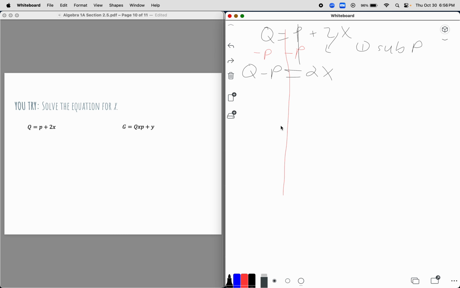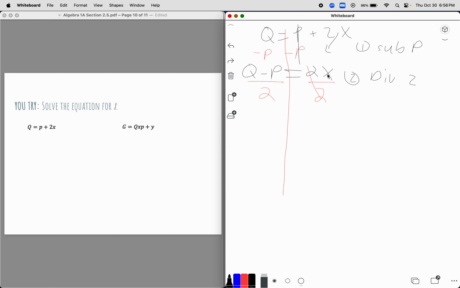Okay. Next thing that's happening to x is being multiplied by 2. So I'm going to do that opposite operation, and that is to divide. And what are we dividing? You always divide by what is being multiplied. Dividing by 2. That is our second step. We divide it by 2.